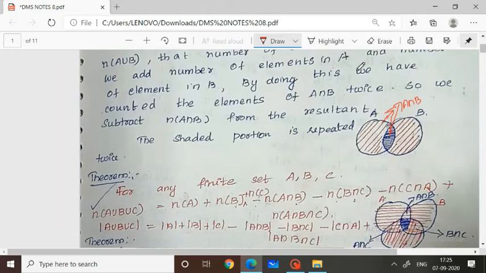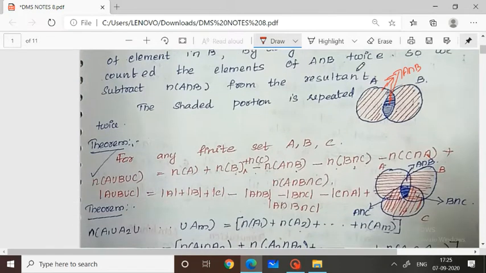We have to do a problem, and suppose there are three sets A, B and C. If we consider three sets like this, A, B and C, this part is the shaded region of A intersection B, this is the shaded part of B intersection C, and this middle part is A intersection B intersection C.